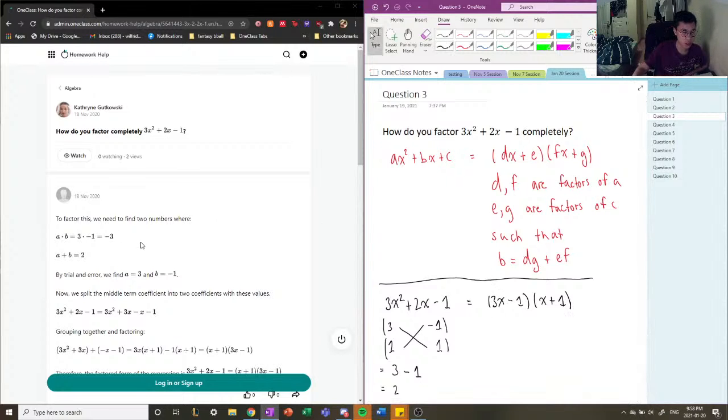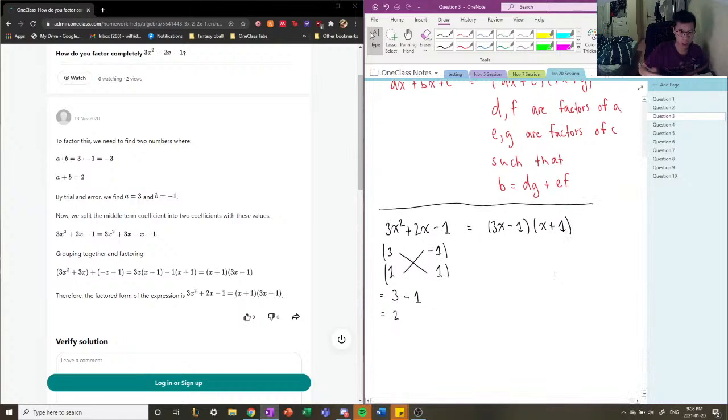The other way is what the junior tutor did. They used a method called grouping. The first thing that they did is a very clever move: they broke up the middle coefficient of our function here. So we have our function 3x squared plus 2x minus 1, and they reasoned that they wanted to break up our middle coefficient.